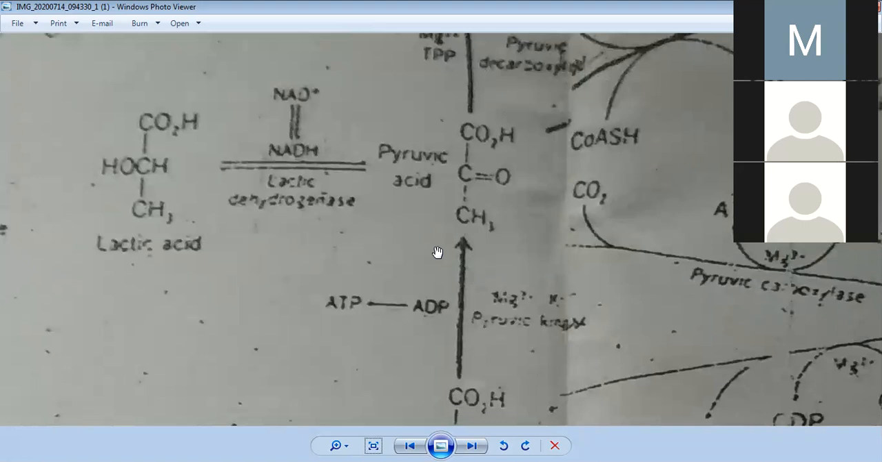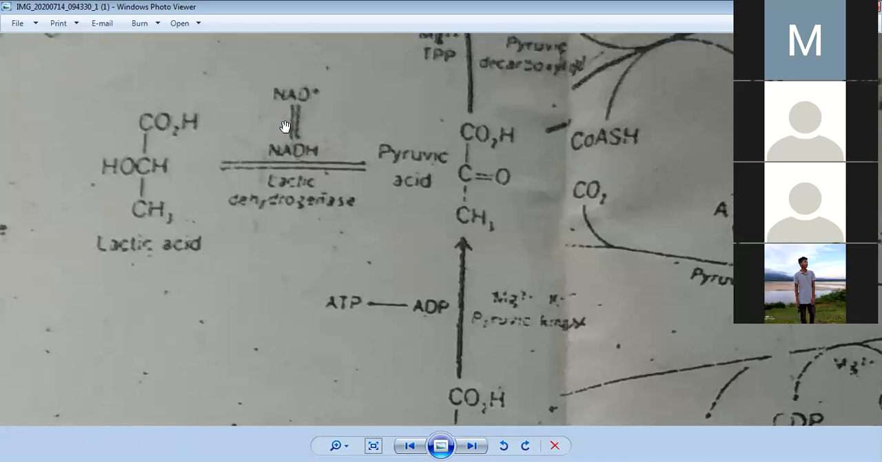Now in anaerobic condition, what happens to pyruvic acid when we produce lactic acid? You can see this NADH is converted into NAD, so we lose 3 ATP, and as it goes in twice, that means we lose 6 ATP. Now from 8, if you deduct 6, how much do you get? 8 minus 6 is 2 ATP.